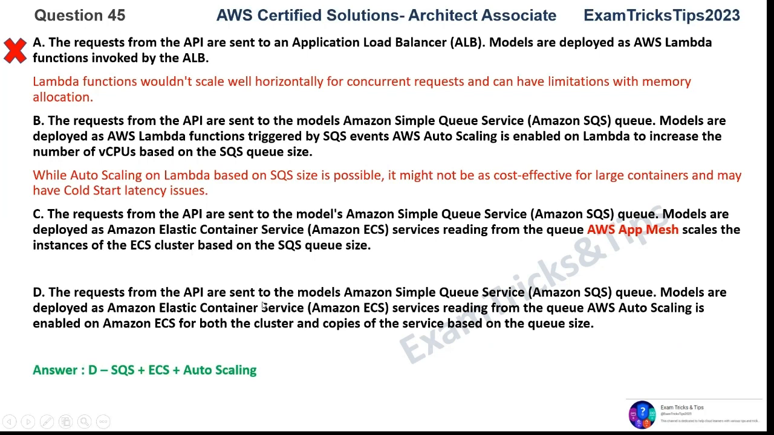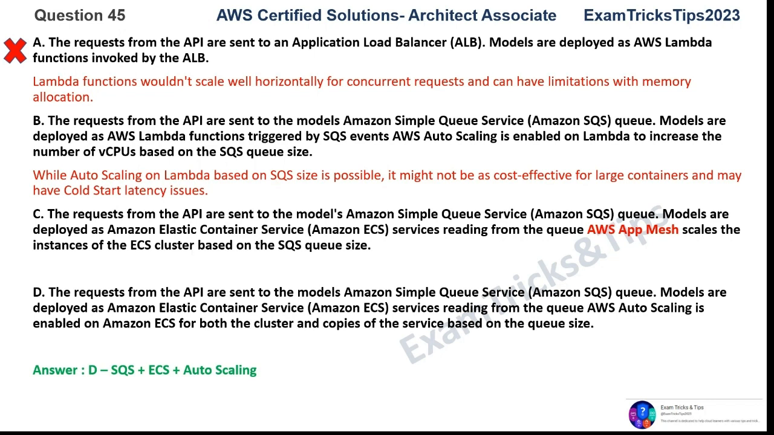Option C again is using SQS, which is correct. Models are deployed as ECS services, which is fine, but reading from the queue, AWS AppMesh scales the instances of ECS cluster based on the SQS queue size. Now, AppMesh has a different purpose. It, first of all, added complexity here. We don't need AppMesh. We can do the job with SQS and ECS containers. So this is an incorrect option, and we'll look at AppMesh briefly after we get our final answer.